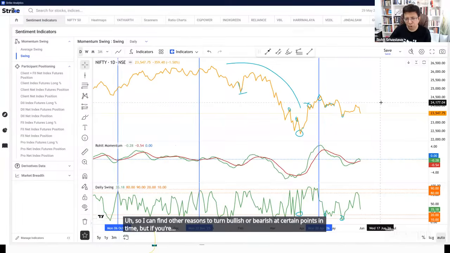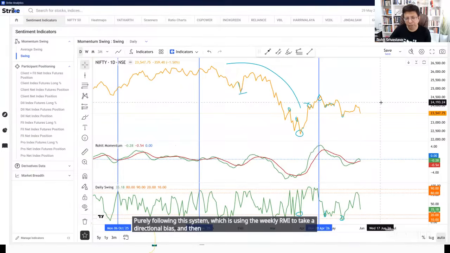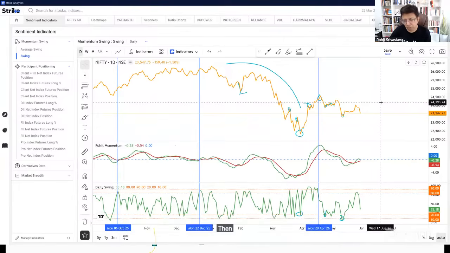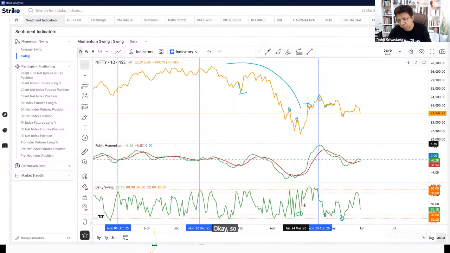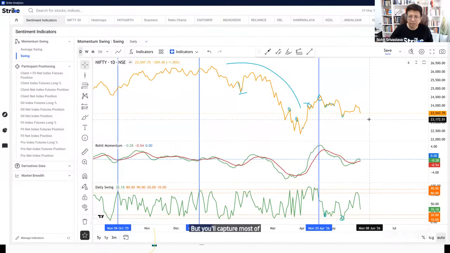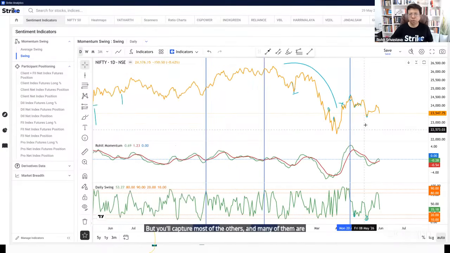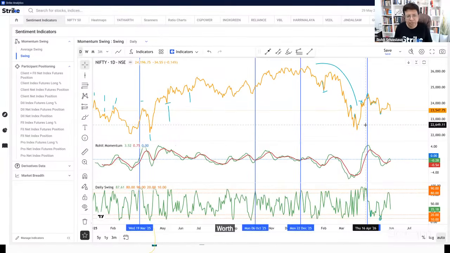But if you're purely following this system, which is using the weekly RMI to take a directional bias and then executing based on the daily swing and hourly RMI, then you would only take some trades. You wouldn't take each and every trade. So you may miss certain tops and bottoms in the process, but you'll capture most of the others, and many of them are profitable. So you'll find in a year enough number of trades that are worth taking, is the main point I'm trying to make.